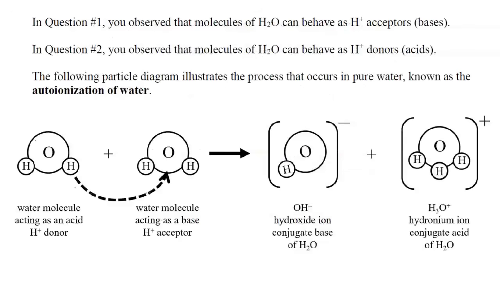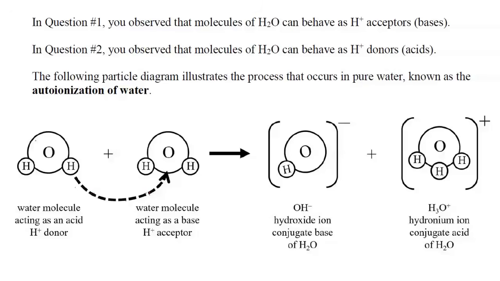In question 1, you observe that molecules of water can behave as proton acceptors, bases. In question 2, you observe that molecules of water can behave as proton donors, acids. The following particle diagram illustrates the process that occurs in pure water, known as the autoionization of water. In this reaction, we have two water molecules reacting with each other.